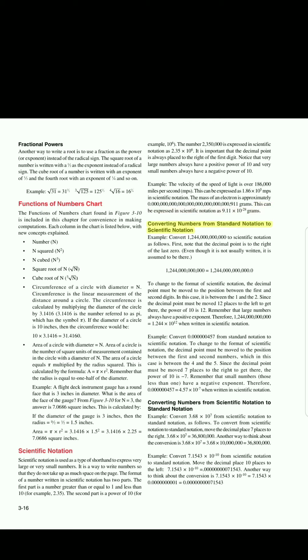Converting numbers from standard notation to scientific notation. Example: convert 1,244,000,000,000 to scientific notation as follows. First, note that the decimal point is to the right of the last zero. Even though it is not usually written, it is assumed to be there. 1,244,000,000,000 equals 1,244,000,000,000.0. To change to the format of scientific notation, the decimal point must be moved to the position between the first and second digits. In this case, it is between the 1 and the 2. Since the decimal point must be moved 12 places to the left to get there, the power of 10 is 12. Remember that large numbers always have a positive exponent.